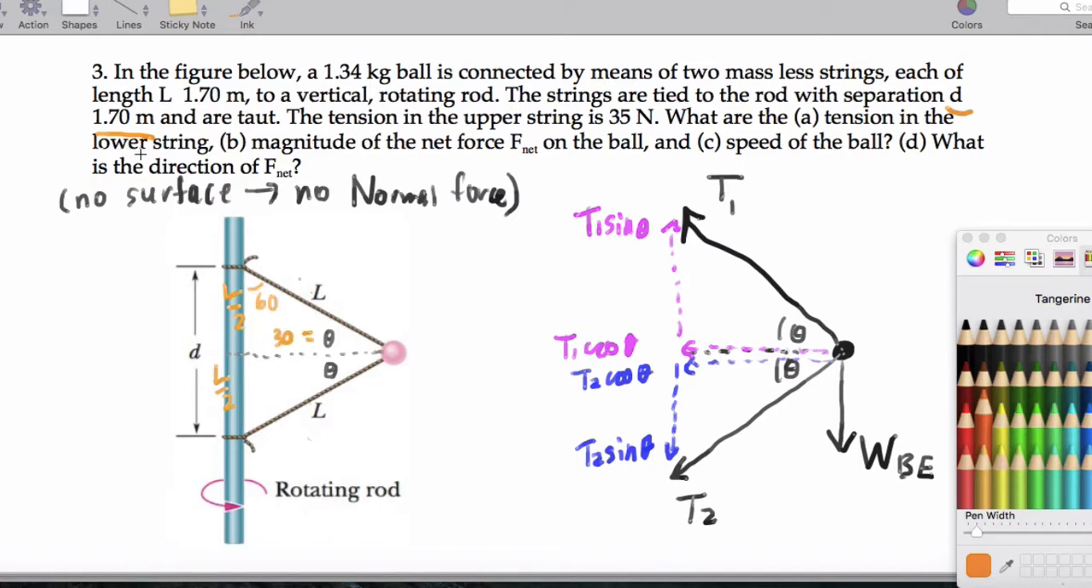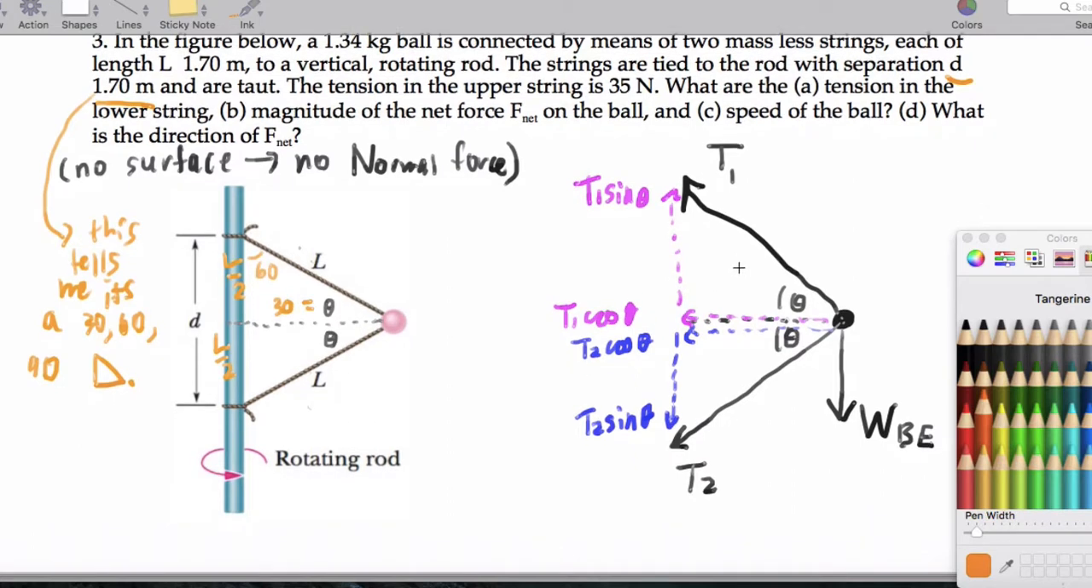Okay, so I wrote this in orange. This fact, this D equals 1.7 meters, tells me it's a 30, 60, 90 triangle. That's how I'm able to tell that. So now what I can do is I can go ahead. They want to know the tension in the lower string, the net force on the ball, and the speed of the ball, and the direction of F net.